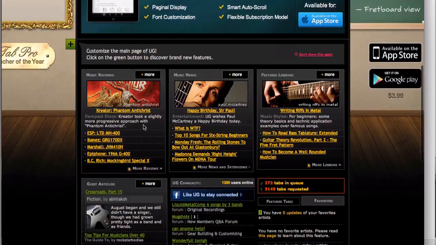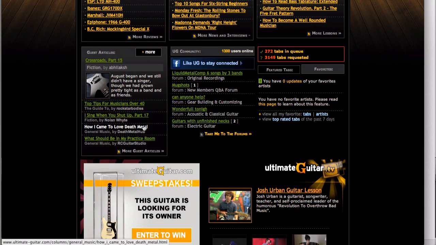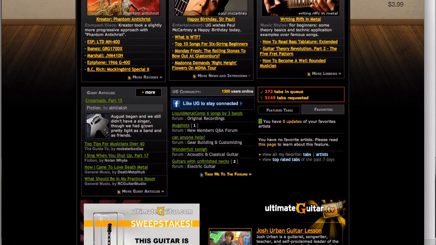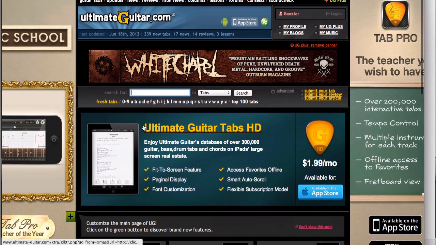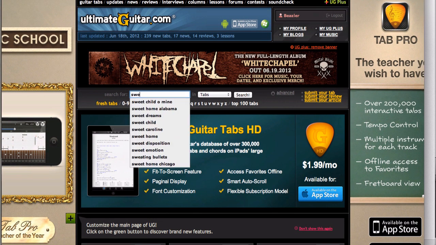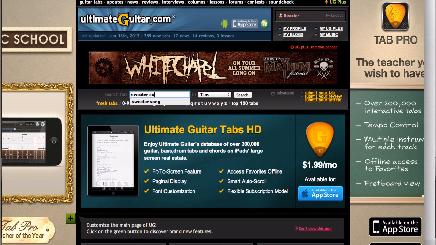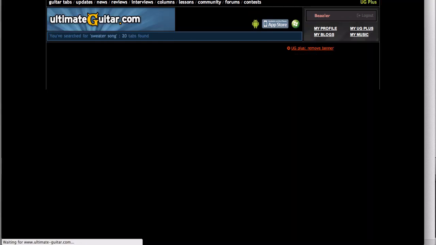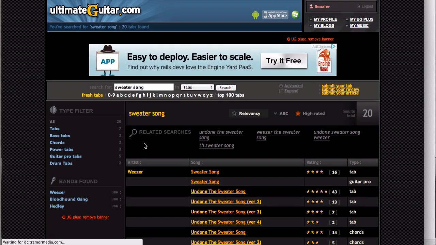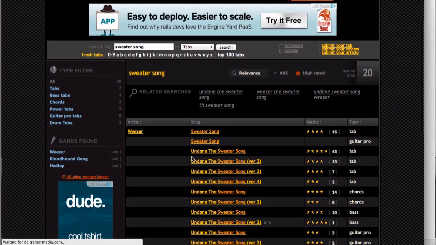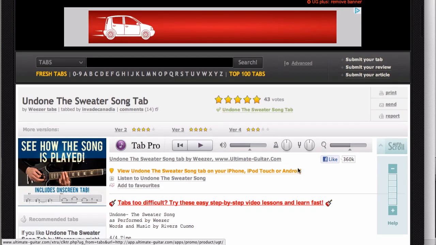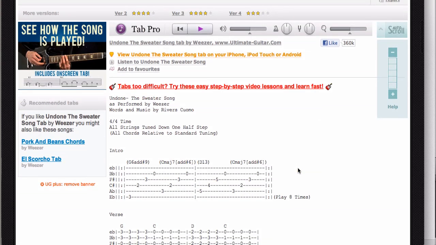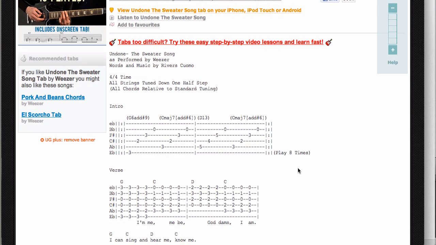and let's see if they have any featured tabs. Let's think. Well, here's a song that I like to use. It kind of comes up for music theory. This is kind of an older song, but you can look it up. The intro is really catchy. It's called The Sweater Song, Undone the Sweater Song by Weezer. I've had a lot of students, even in the last few years, want to learn this. Weezer is one of those bands that stayed popular for a long time.